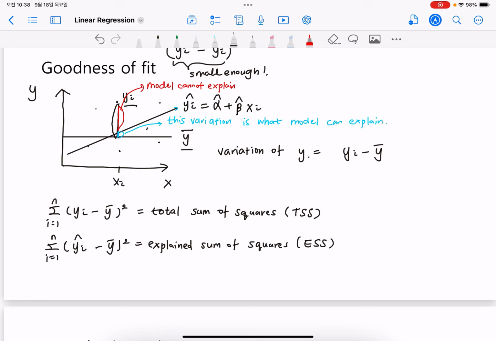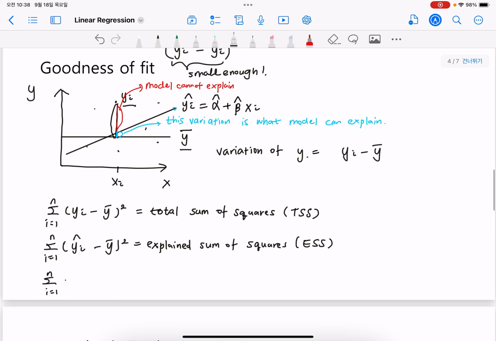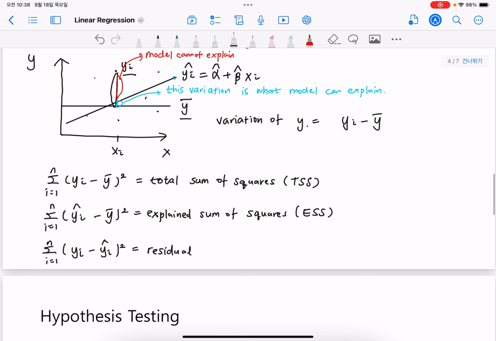And then lastly, we also want to express the variation that the model cannot explain. So the red part right here. And that is the sum from i equal to 1 to n of yi minus yi hat, squared, right? So this is the residual. Residual is something that cannot be explained by the model. Residual sum of squares: the variation that the model cannot capture. So RSS. By the way, the TSS is equal to the ESS plus the RSS.